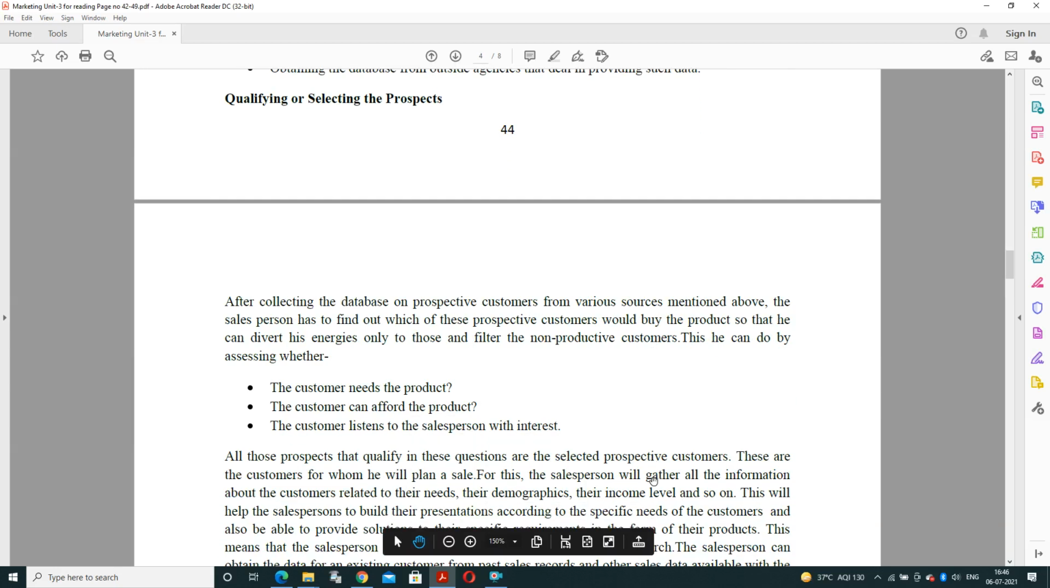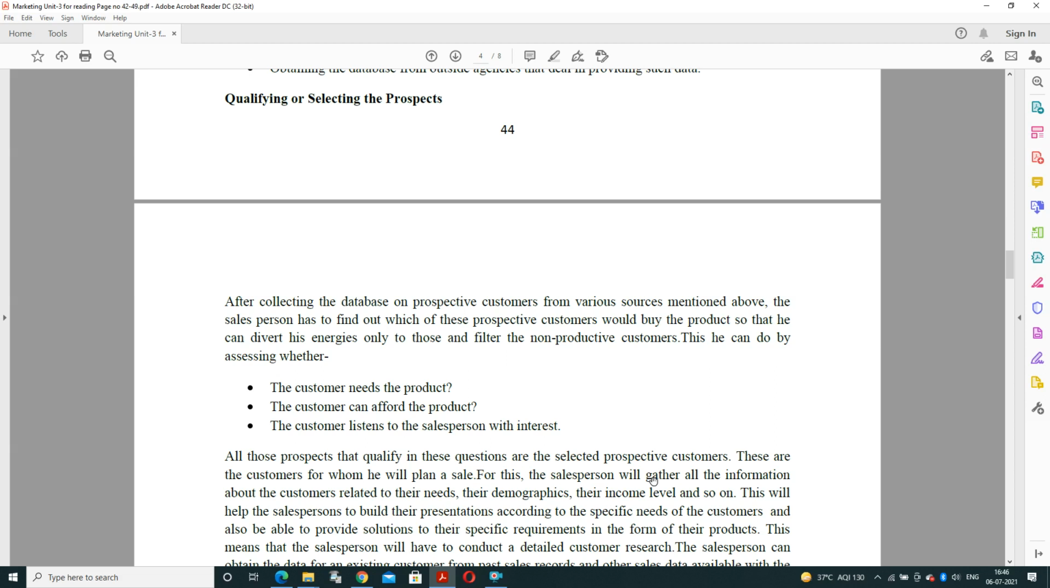After collecting the database of prospective customers from various sources, the salesman has to find out which of these prospective customers would buy the product. Now they will find out who can buy the product, so he can divert his energy on that person only. He can spend their efforts on that person only.